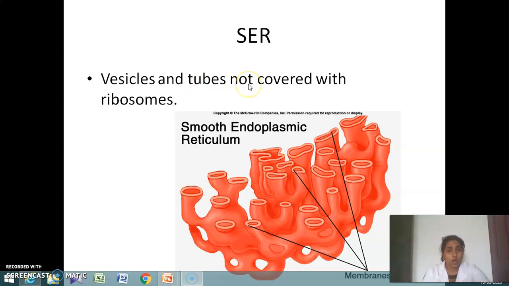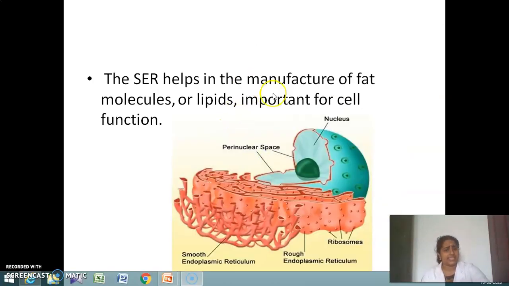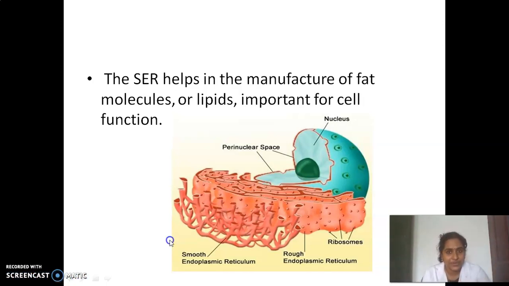Next is smooth endoplasmic reticulum. Vesicles and tubes not covered with ribosomes, those areas are known as smooth endoplasmic reticulum. And what is the function? SER helps in the manufacture of fat molecules or lipids important for cell function. So proteins are synthesized on ribosomes attached on the rough area, and lipid synthesis or fat molecule synthesis happens in smooth endoplasmic reticulum, isn't it?